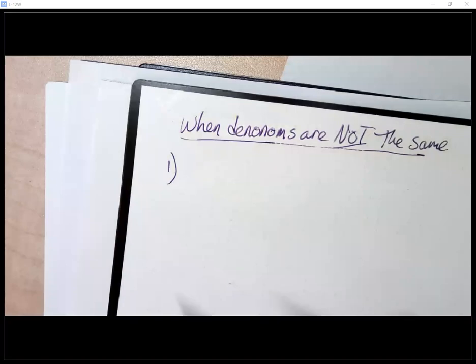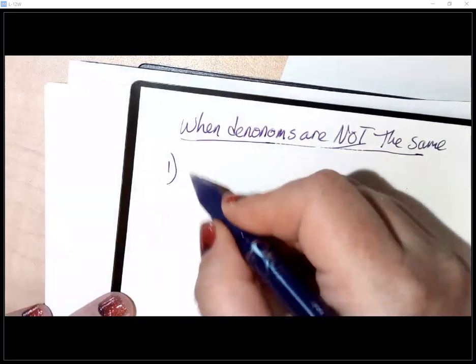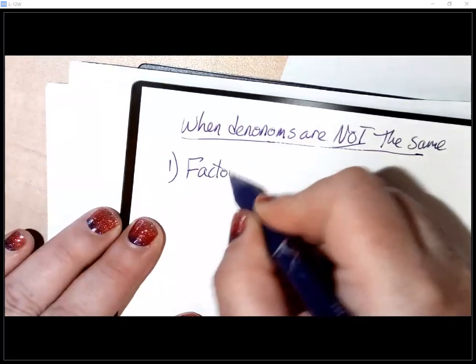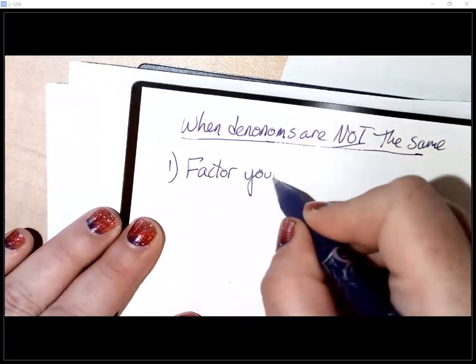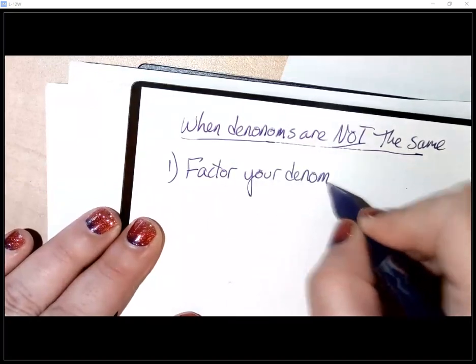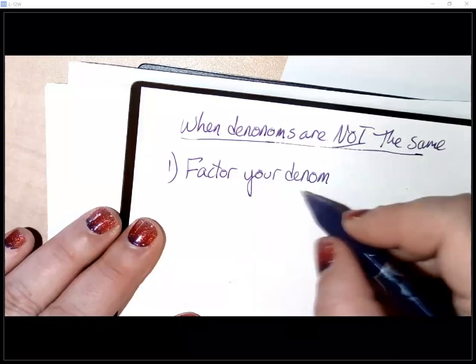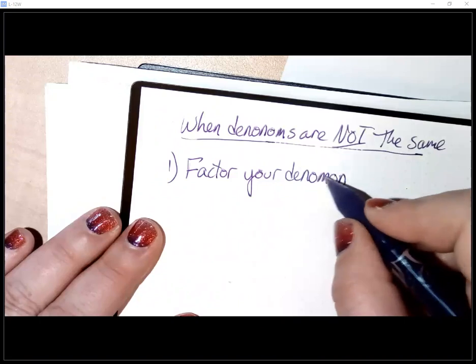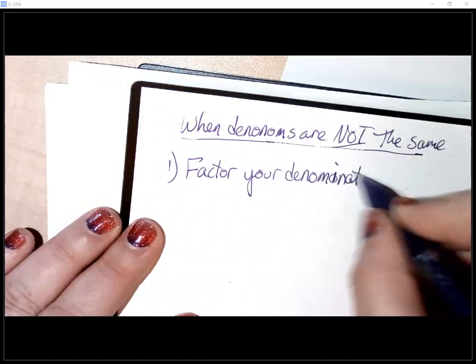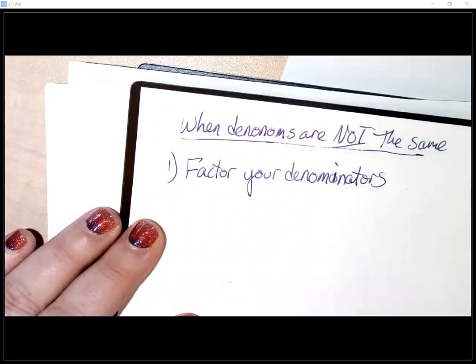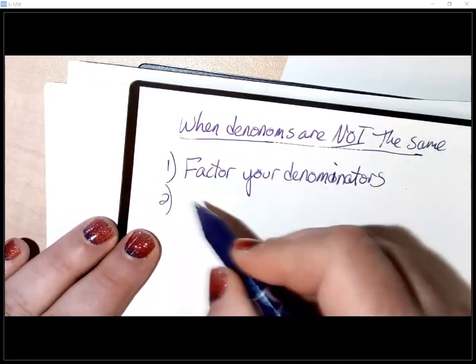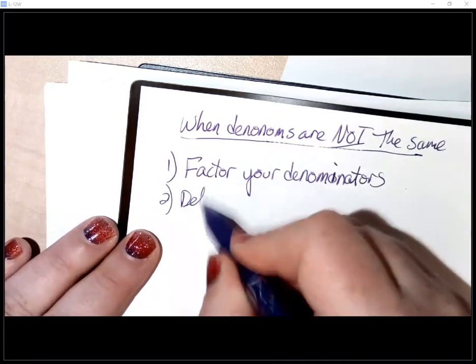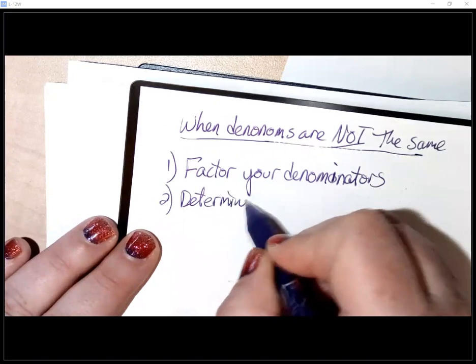So first, factor your denominators, not the numerators. I don't care about the numerators. I want to factor your denominators. If your denominator has something that can be factored, factor it. Then you're going to determine the common denominator.